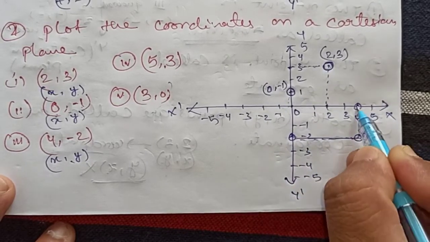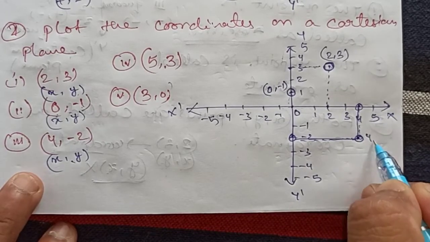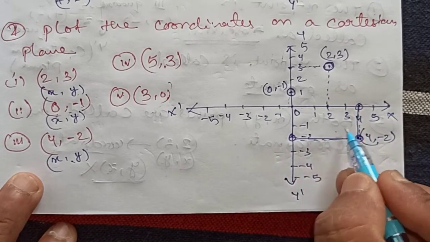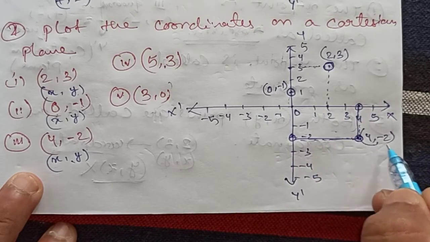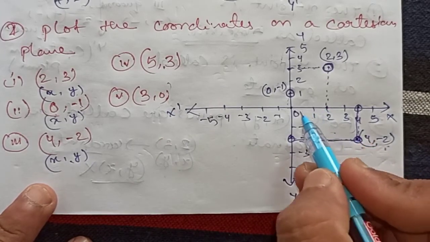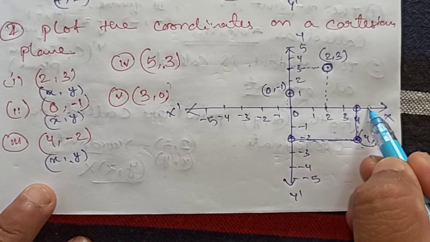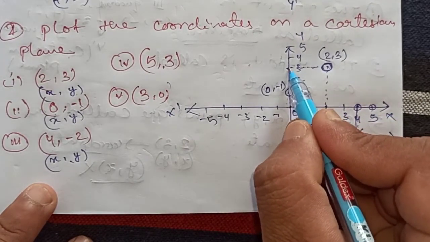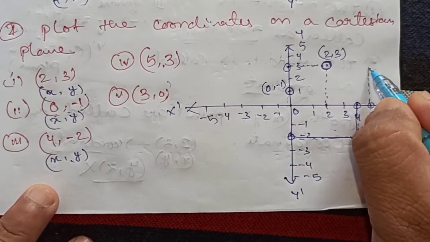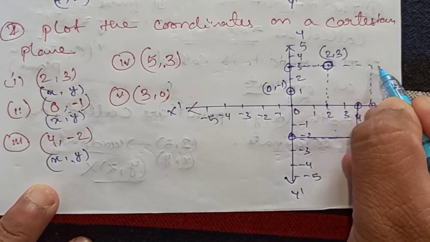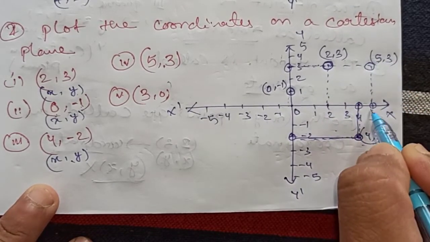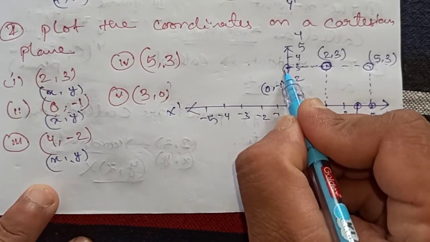This point is 4 comma minus 2. Where both the x-axis and y-axis lines are meeting, that point is 4 comma minus 2. Similarly 5 comma 3: for the x-axis 5 is here, for the y-axis 3 is here. So we will draw a dotted line and they will meet at a certain point. This point is 5 comma 3.